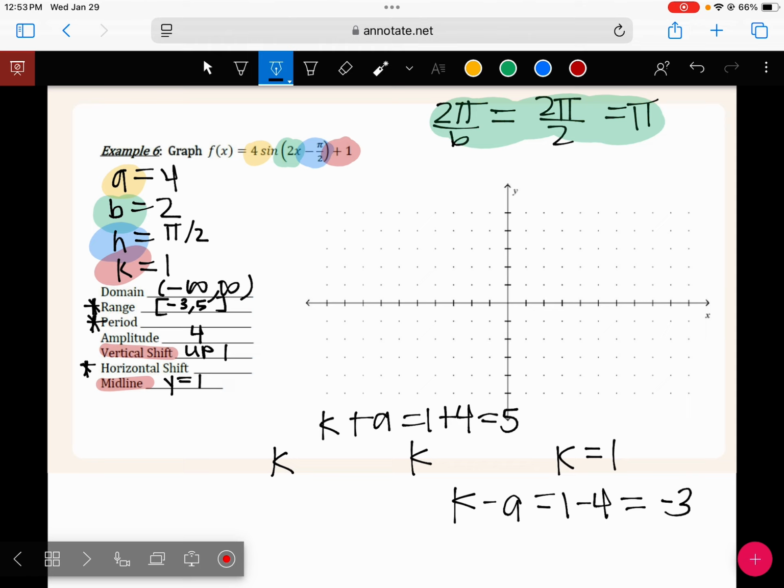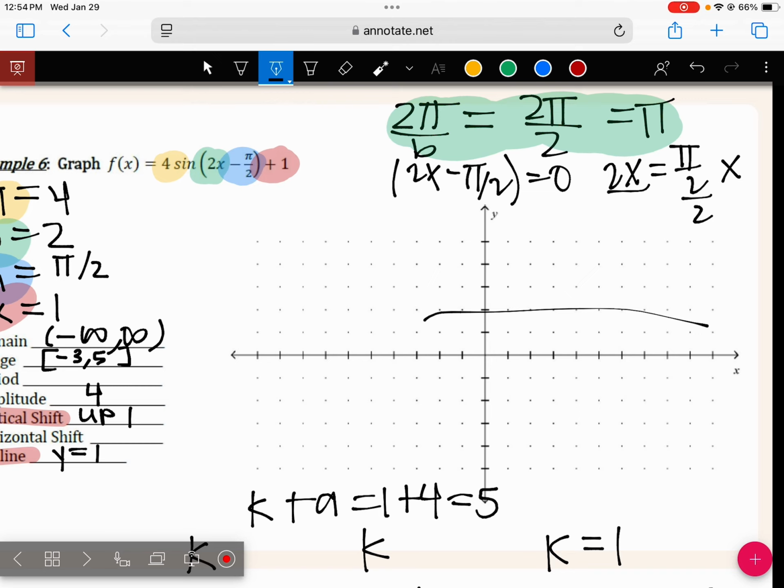And then your horizontal shift, you're going to take everything in the parentheses so that you can set it equal to 0. So you're going to first add your pi halves, so you get 2x equals pi halves. And what do you do to get the 2 to the other side? Divide by 2, which is like multiplying by 1/2. So you get x equals pi fourths.